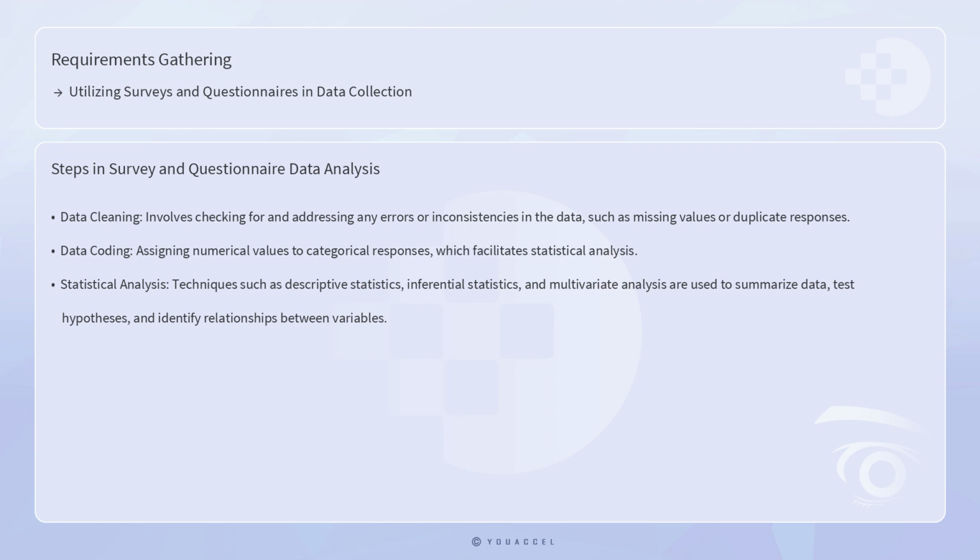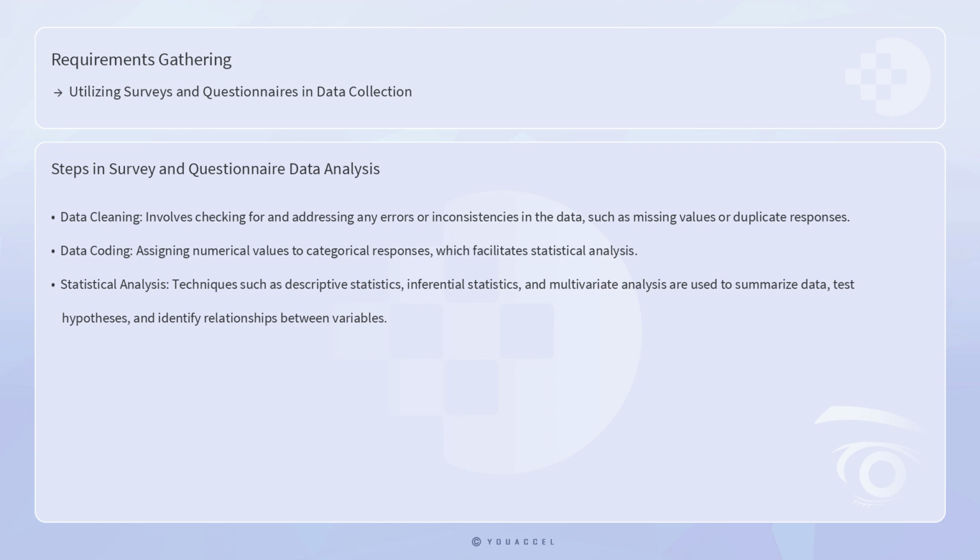The analysis of survey and questionnaire data involves several steps, including data cleaning, data coding, and statistical analysis. Data cleaning involves checking for and addressing any errors or inconsistencies in the data, such as missing values or duplicate responses. Data coding involves assigning numerical values to categorical responses, which facilitates statistical analysis. Statistical analysis techniques, such as descriptive statistics, inferential statistics, and multivariate analysis, are used to summarize the data, test hypotheses, and identify relationships between variables.